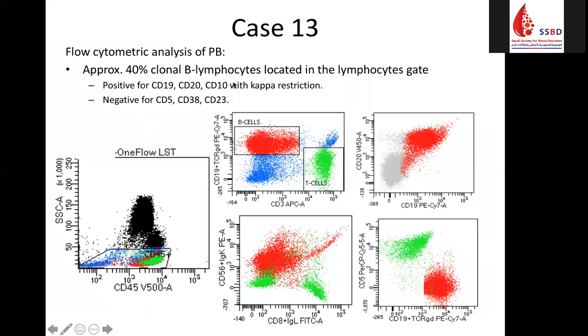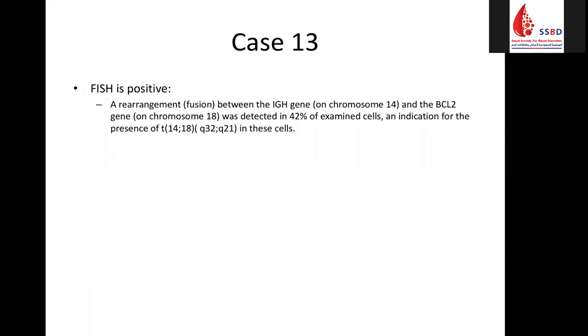Flow on peripheral blood shows approximately 40% clonal B cells in the lymphocyte gate. It's clonal with kappa light chain restriction and positive for CD19, CD20, CD10, and negative for CD5, CD38, CD23. The FISH is positive for the translocation t(14;18). And the patient was diagnosed as follicular lymphoma, not just from the peripheral blood and FISH, but also by lymph node biopsy. So this is a very nice case of follicular lymphoma with peripheral blood involvement.